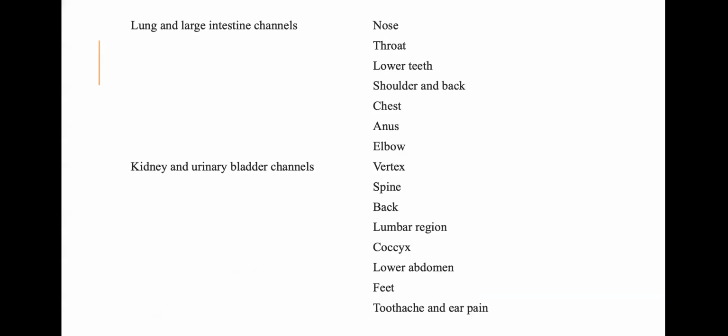If the pain involves the lung and the large intestine channels, there will be pain in the nose, the throat, the lower teeth, the shoulder and back, the chest, the anus, and the elbow. If the pain involves the kidney and the urinary bladder channels, there will be vertex headache or vertex pain, pain in the spine, in the back, in the lumbar region, in the coccyx, and the lower abdomen, and the feet, and toothache and ear pain.